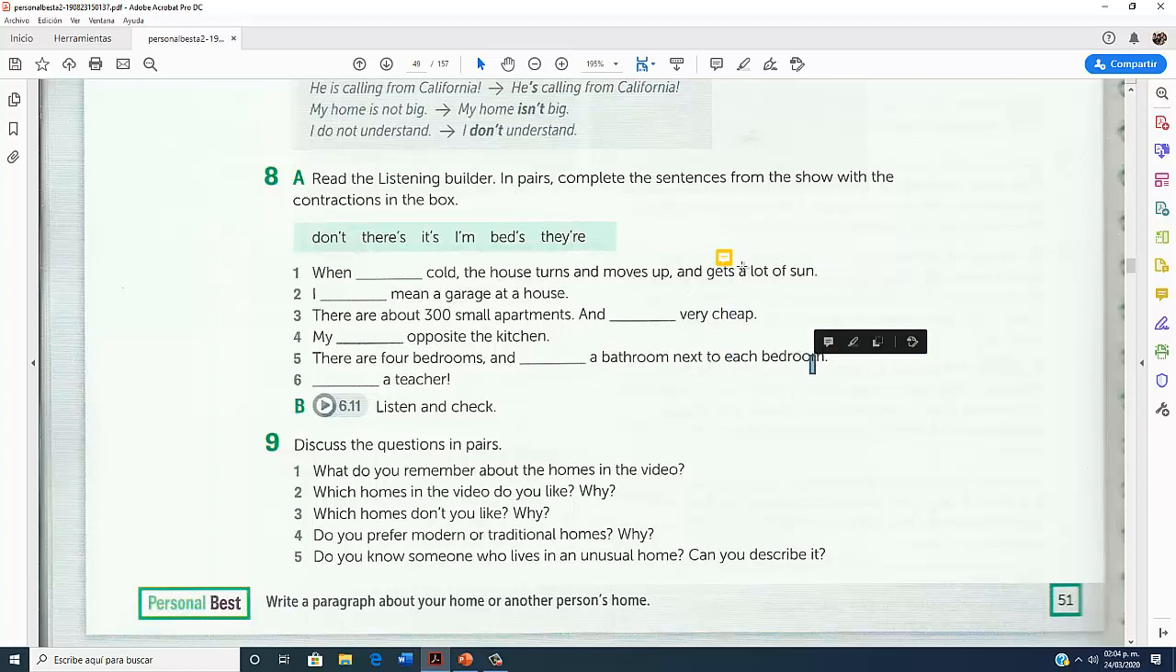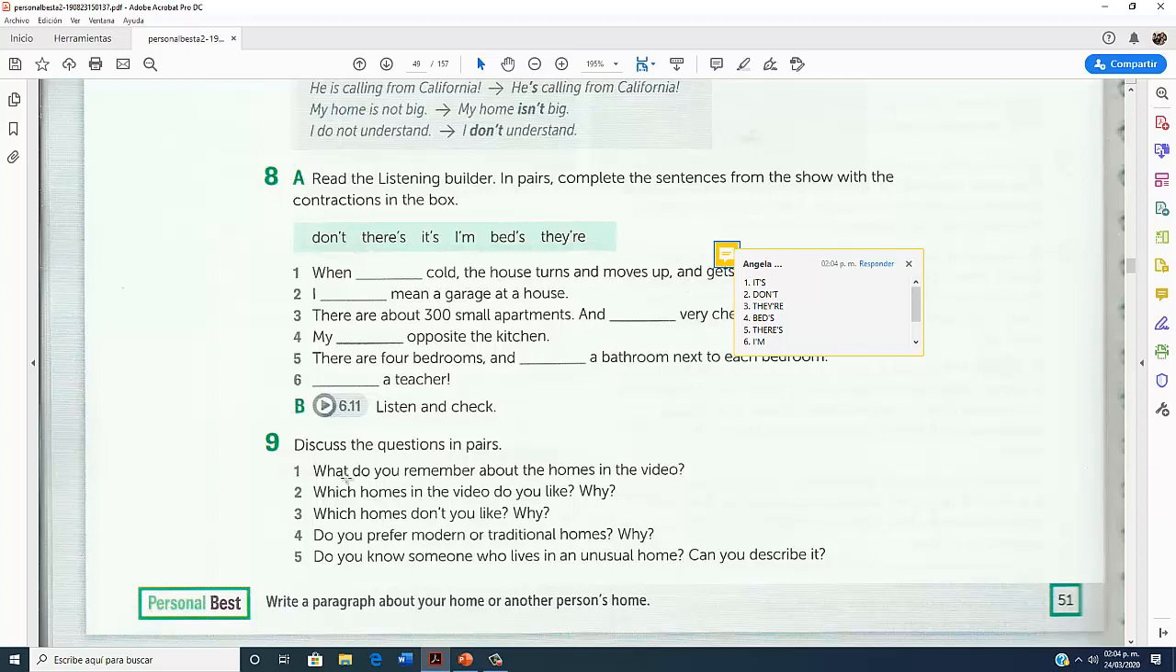So as you can see, when you use contractions, you're just putting words together. You join the words in order to sound more natural, to make your pronunciation more natural, more fluent. And it's also very common, as I told you, especially when you are speaking. Yes? Now, discuss the questions in pairs. Here we have some questions that I would like you to think about your answers. And if you want, you can send me your answers on the WhatsApp group.